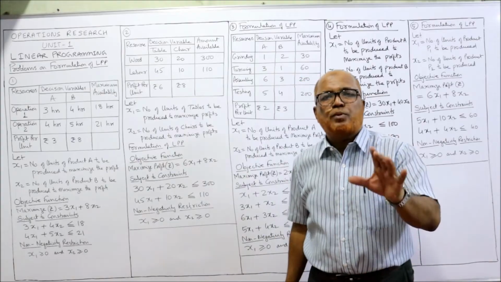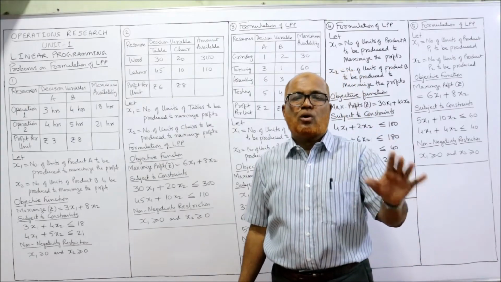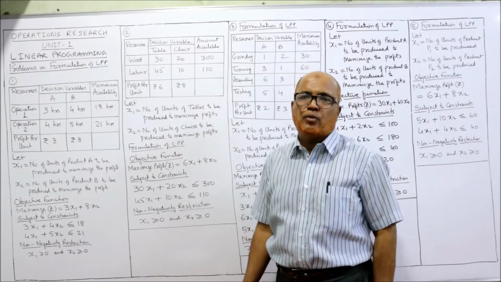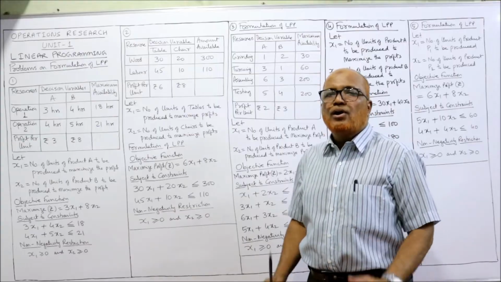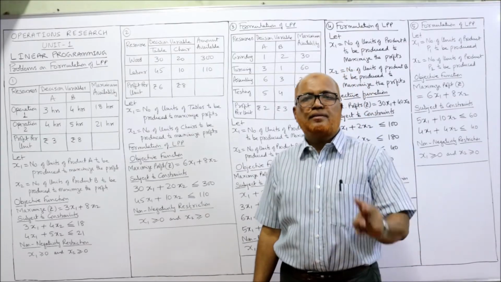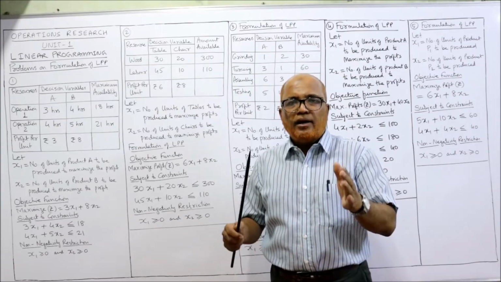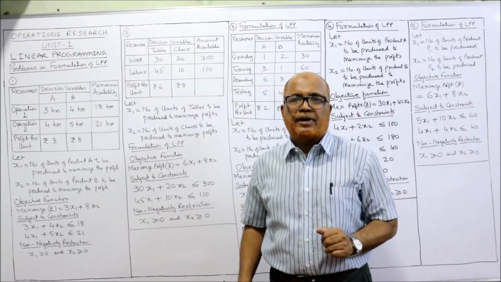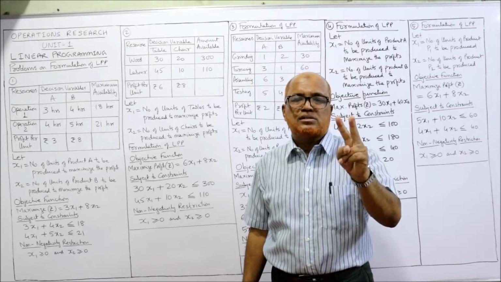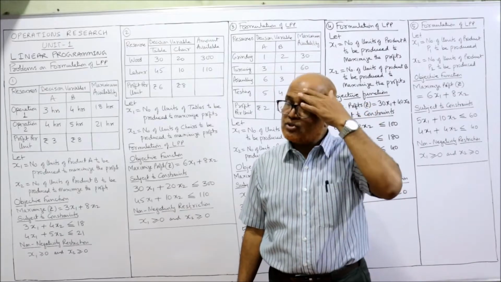This is the first problem on formulation of LPP, linear programming problem. First of all, how many decision variables are there? 2: A product and B product. In order to make A product and B product, we have 2 resources, that is operation 1 and operation 2.